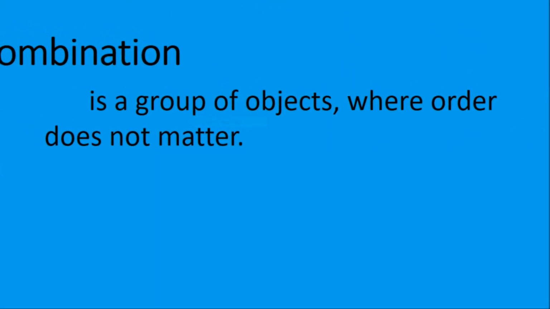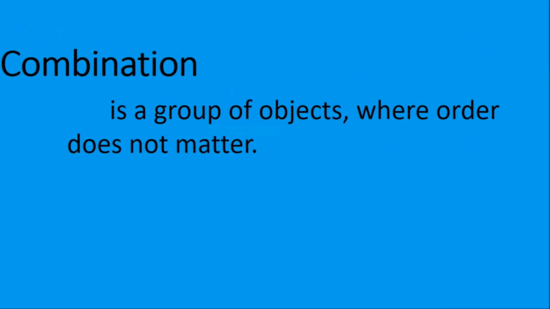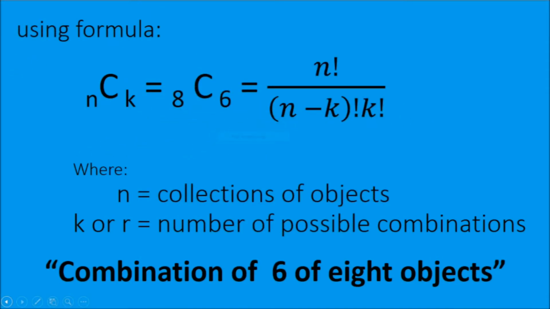Combination is a group of objects where order does not matter. This is one of the formulas in computing combination. Combination of k of n objects is equal to n factorial over the difference of n and k factorial multiplied by k factorial, wherein n is the collection of objects, and k or r is the number of possible combinations.